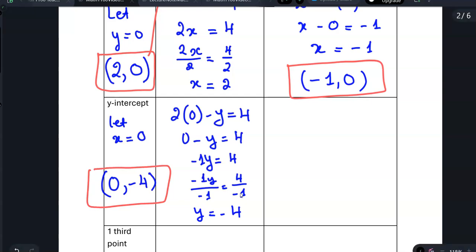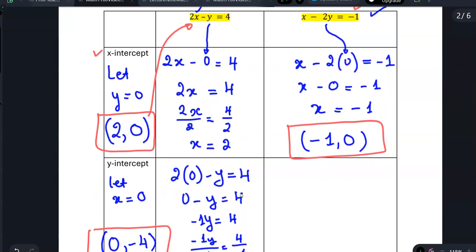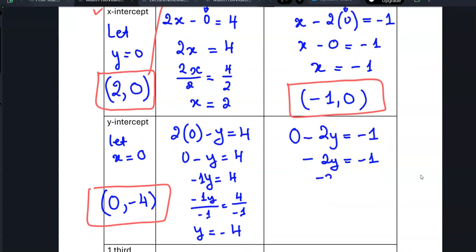So I do the same thing for my next equation. My next equation is x minus 2y equal to minus 1. Since I let x equal to 0, I substitute 0 into here. Minus 2y equal to minus 1. Where I found the x, I put the 0 in. You see? Now I solve for y. So minus 2y equal to minus 1. What I need to do is divide both sides by minus 2.